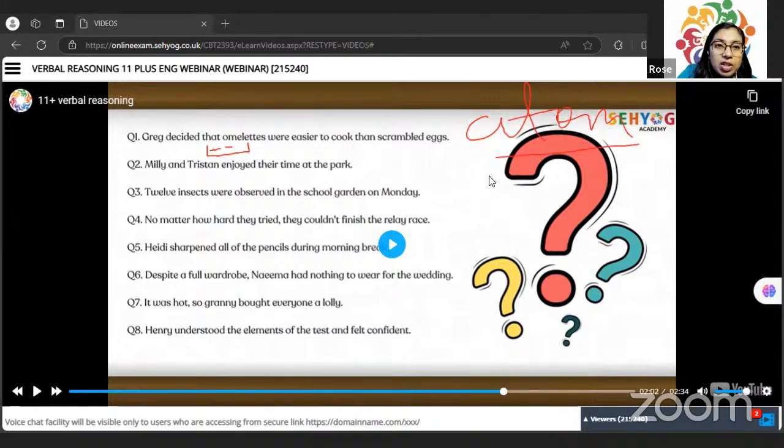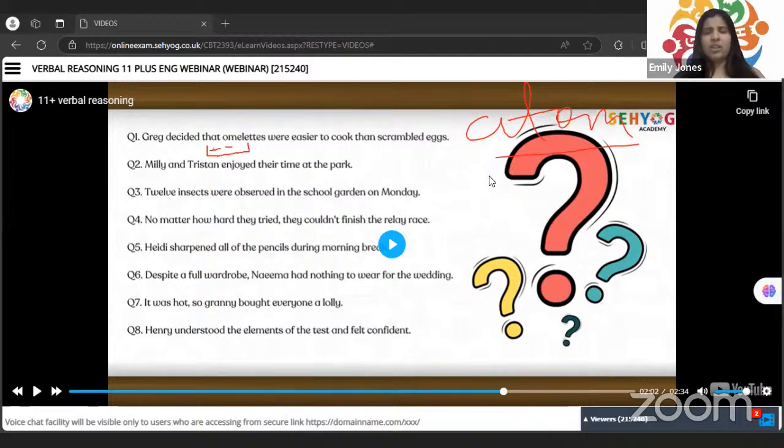Can you think of any such word in the next combination of question two? Millie and Kristen enjoyed their time at the park. Do you find any meaningful word here, Miss Emily? Have you spotted the word? I have not. I have not found the word yet. Have you? No, ma'am Rose, I can't. I'm just searching for it.